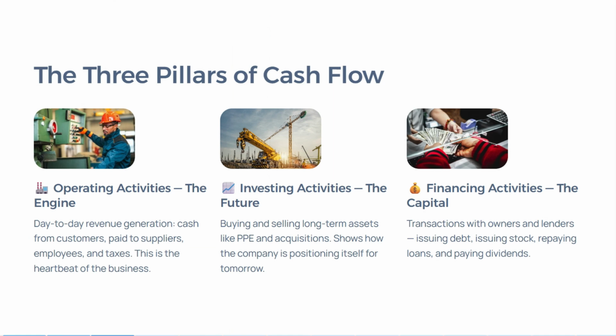Investing activities, the future. This covers purchasing and selling long-term assets, such as property, plant, and equipment, PPE, or corporate acquisitions. It shows how the business is positioning itself for long-term growth. Financing activities, the capital. These are transactions with debt holders and equity owners. Think issuing shares, taking on or repaying bank loans, and paying out dividends. Mastering which transaction belongs in which pillar is mandatory for case writing.